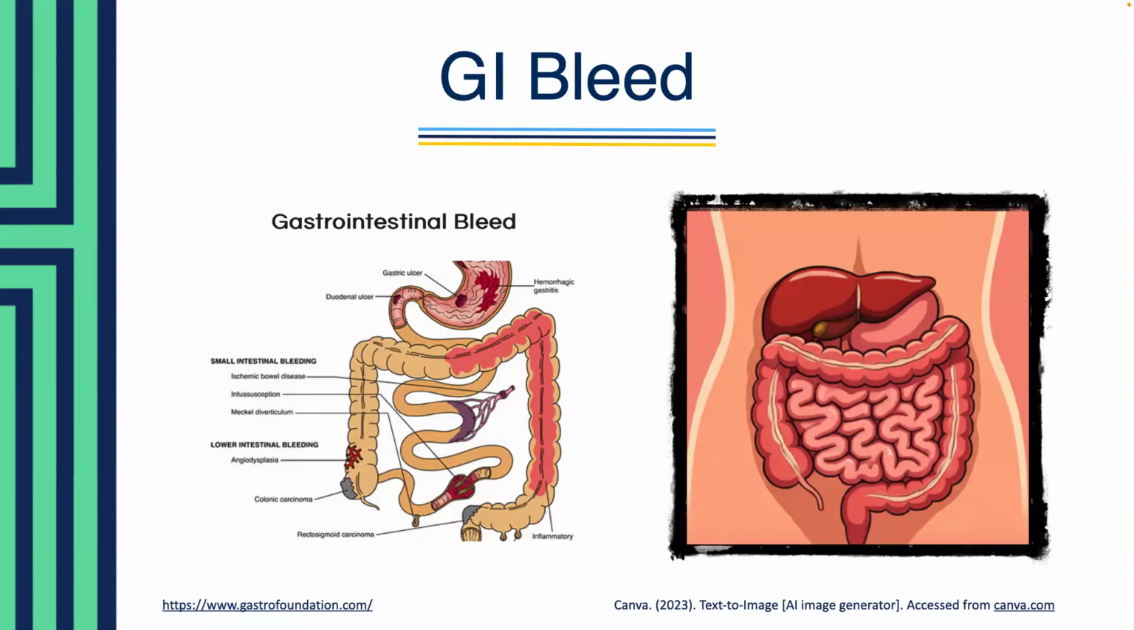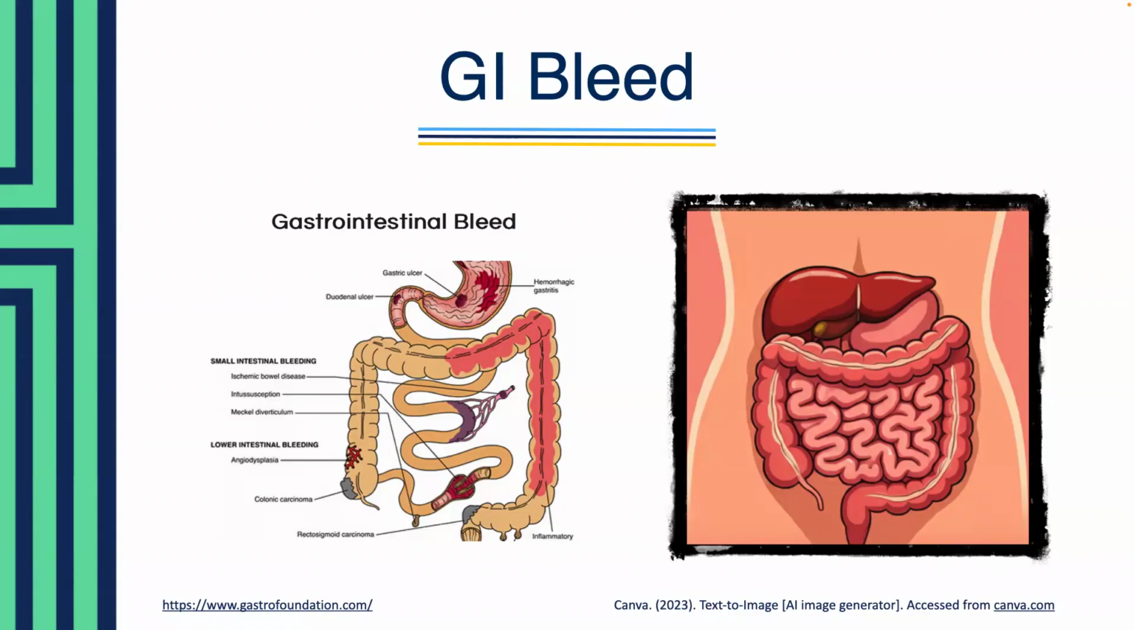And the severity depends on the volume and rate of blood loss, the patient's age, comorbidities, and of course, the treatment effectiveness. There are different types of GI bleeds. So we look at upper GI bleeding, and that location typically includes the esophagus, stomach, or duodenum, and characteristics like frank, bright red blood, or coffee grounds in the stool.